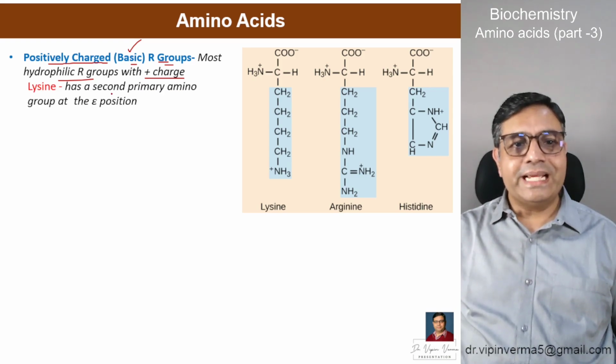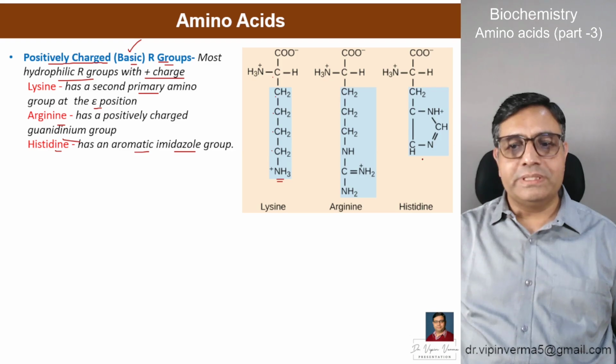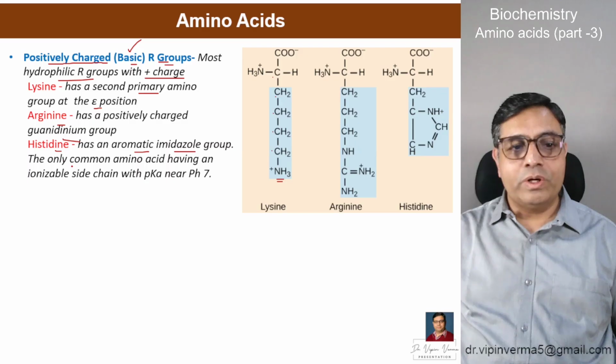So lysine has a second primary amino group at the epsilon position. You can see here, this is the alpha, beta, gamma, delta and epsilon position, and here you can see the amino group. Arginine has a positively charged guanidinium group. You can see here, this is the guanidinium group which is positively charged, and histidine has an aromatic imidazole group. You can see here, this is the imidazole group.